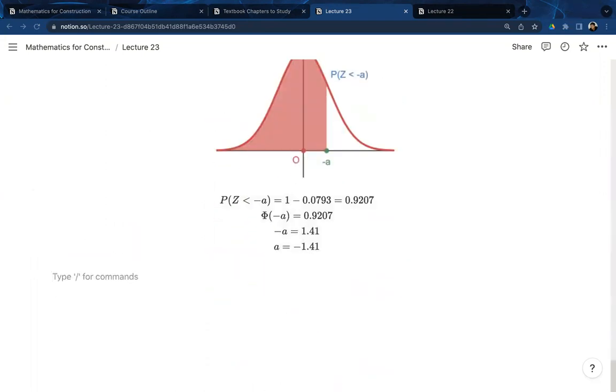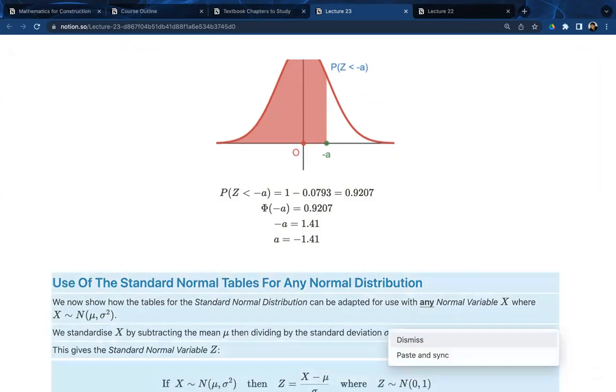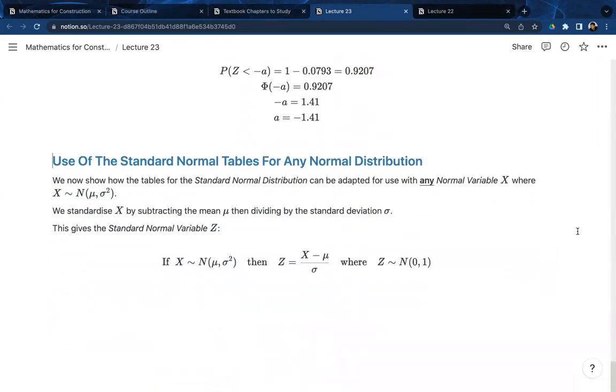And now we're going to talk about any normal variable. All the time we've been talking about the standard normal variable, but you could use the standard normal tables for any distribution. So if you have some variable X and X follows a normal distribution with mean mu and variance sigma squared, that's how you read this. So the mean is not 0 and the variance is not 1, but X is some normal variable with two different parameters.